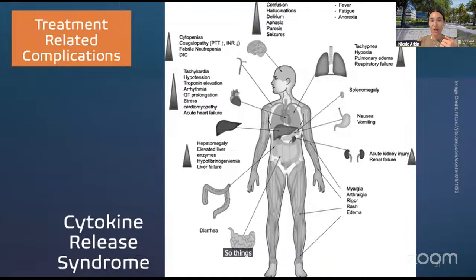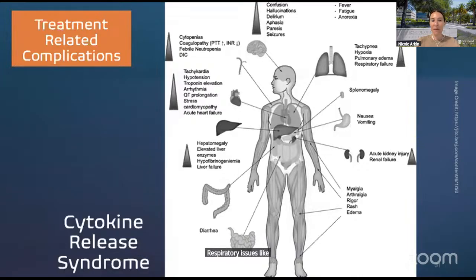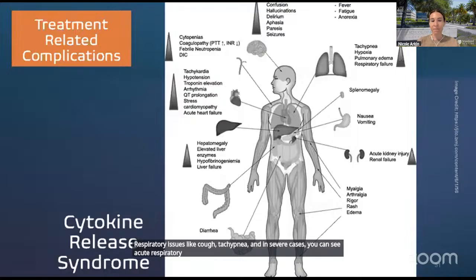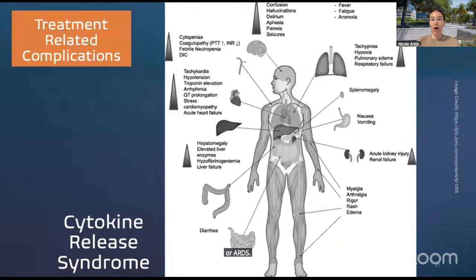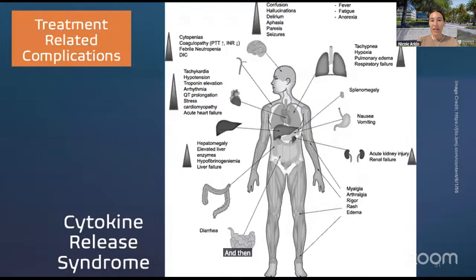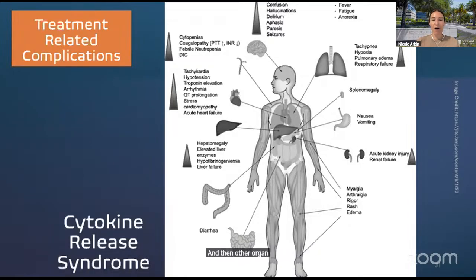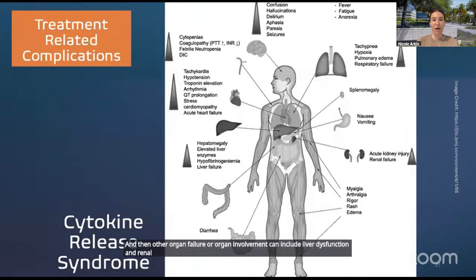So things like fever, that's what you'll commonly see initially. Flu-like symptoms, fatigue, muscle aches, nausea or vomiting, sometimes diarrhea and headache. Respiratory issues like cough, tachypnea, and in severe cases, you can see acute respiratory distress syndrome or ARDS. For cardiovascular issues, oftentimes you'll see tachycardia, hypotension, and potential for cardiac dysfunction. And then neurologically, you can sometimes see confusion, seizures, delirium, and coma. And then other organ involvement can include liver dysfunction and renal dysfunction as well.